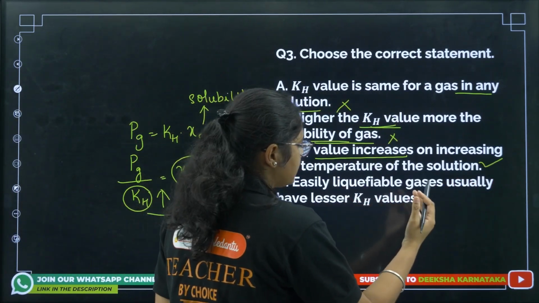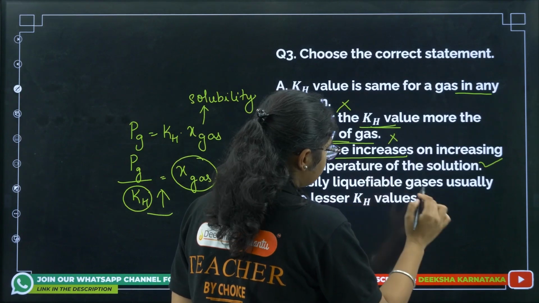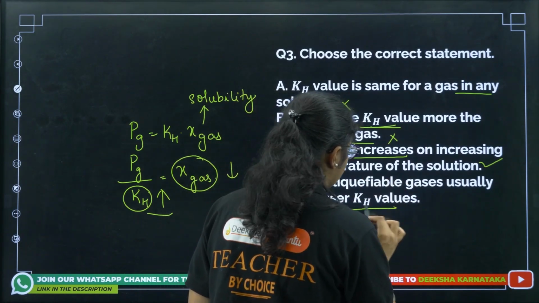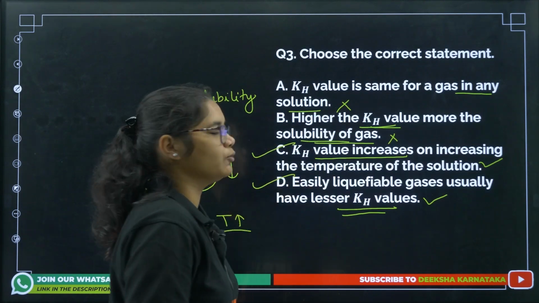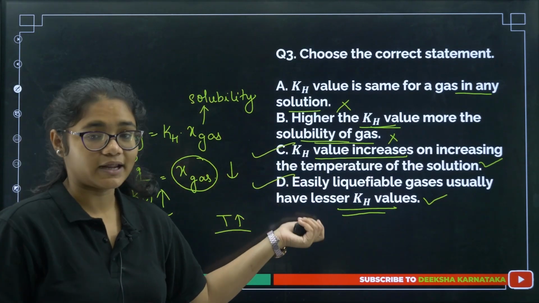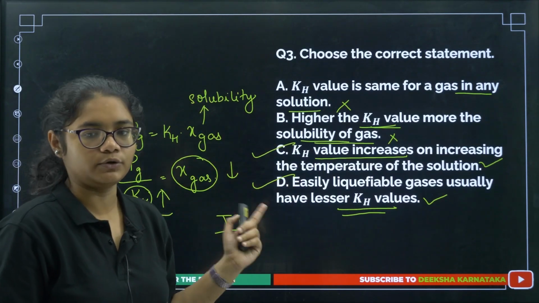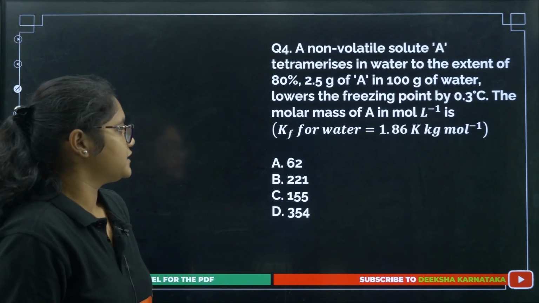Next, easily liquefiable gases usually have lesser KH value. This is also a correct statement. So here the correct answer will be both C and D. If you have marked any one of these, you can assign 1 mark to yourself. Okay. Next question.